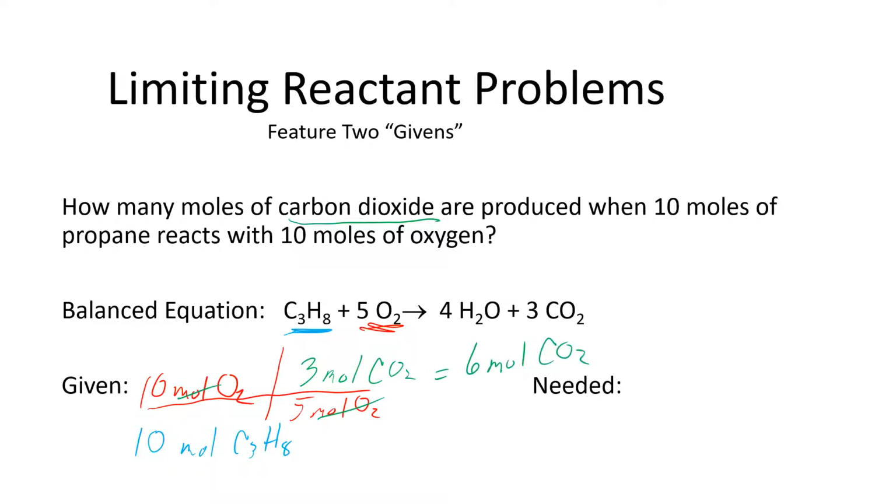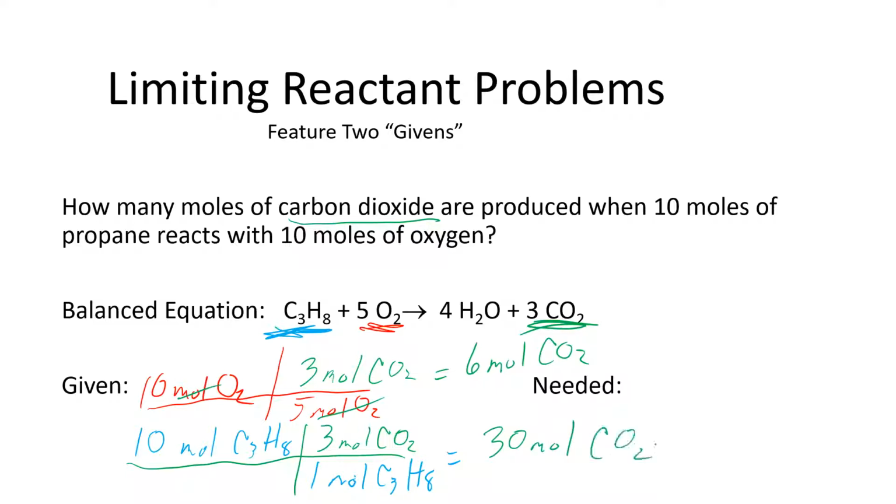And now we'll compare that to what we can get from 10 moles of C3H8. So we will still have 3 moles of CO2 from the balanced equation, but this time on the denominator we're taking the 1 mole of C3H8, and then 10 times 3 is 30, so that'll make 30. So if the question is which of these is limiting, it should be clear that this number is the lower of these two. So therefore, oxygen is our limiting reactant.